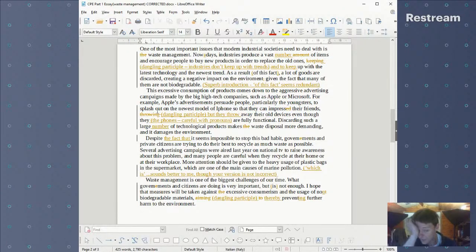Comma, throwing. Now, I've changed this again. I've noticed I've changed it in a very similar way to the last one. And the reason why it's incorrect is because throwing away their old devices is actually describing the youngsters, but it sounds like it's describing Apple's advertisements, because that's the subject of the main clause. These participles must describe the subject of the main clause, not the object of the main clause. And if they do describe the object and not the subject, then it's very confusing. It's really ambiguous. So be careful with these participles.